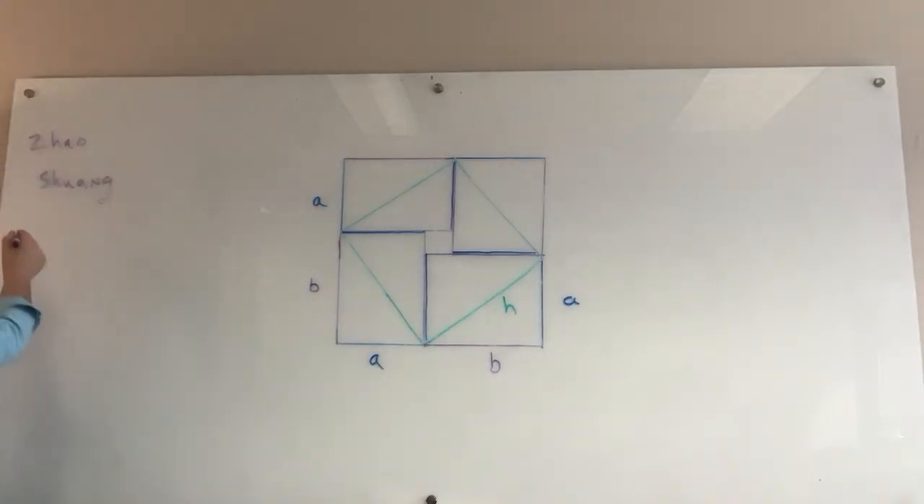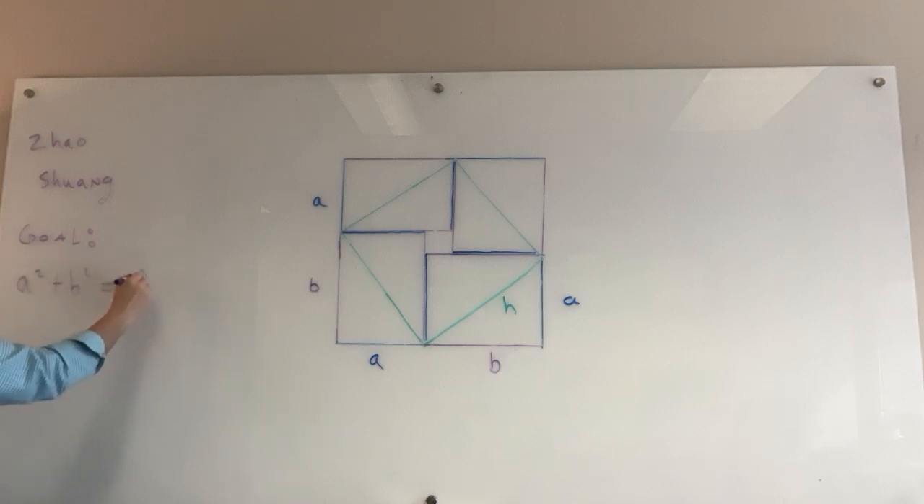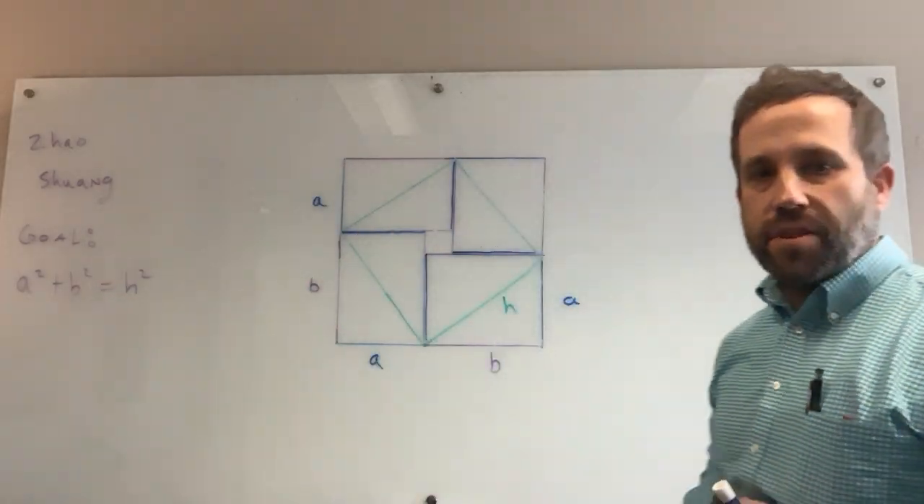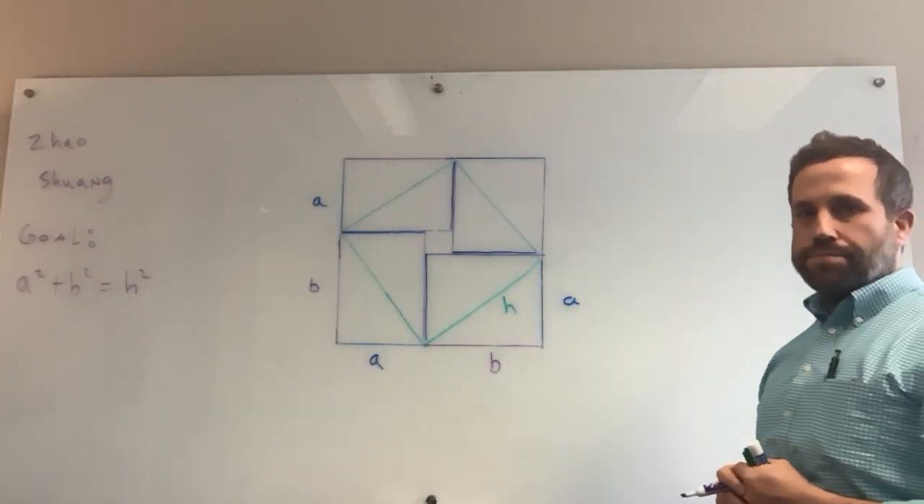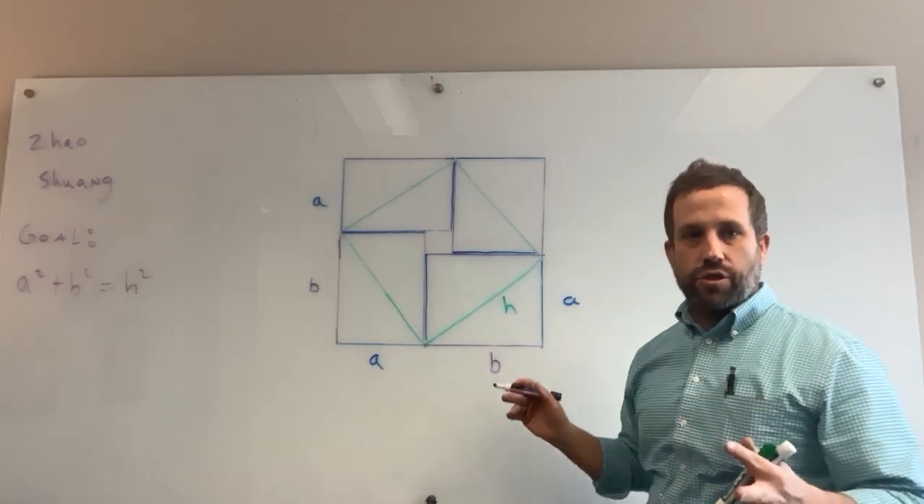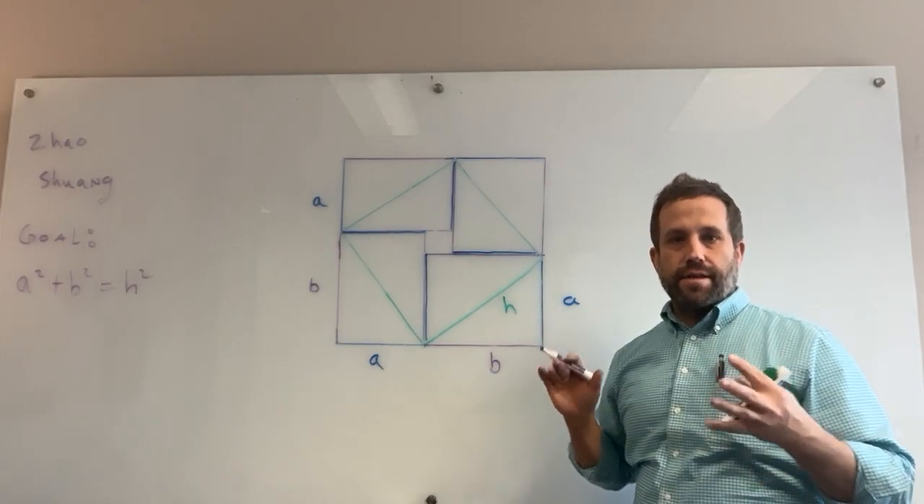So of course the goal is we want to prove that A squared plus B squared is equal to H squared. That is the Pythagorean theorem. I'm just going to call it the Pythagorean theorem now, even though, like I said, this was not something that was unique to the Greeks.